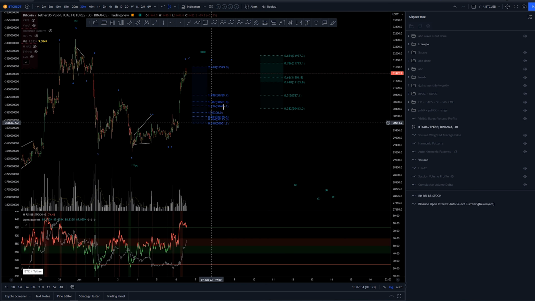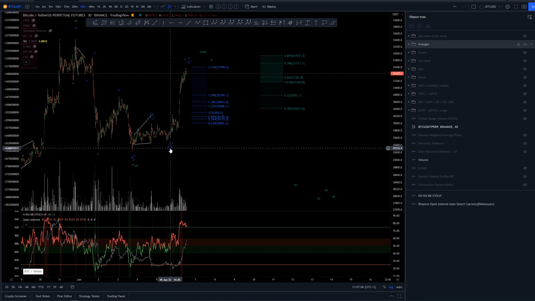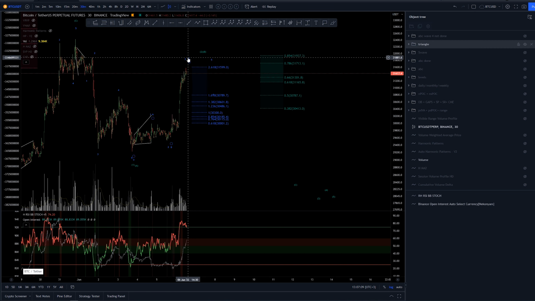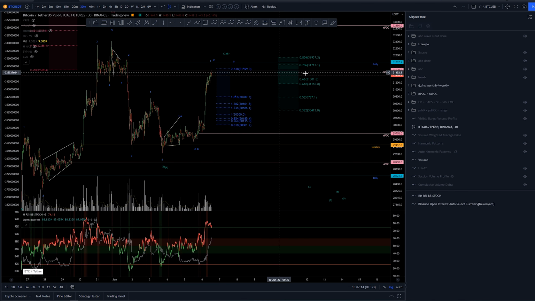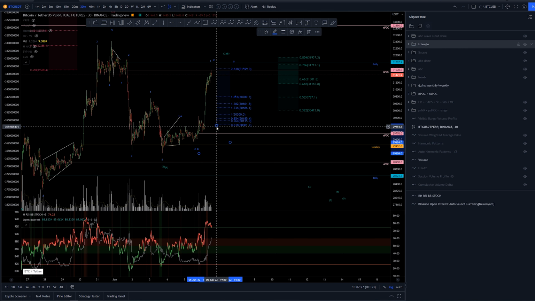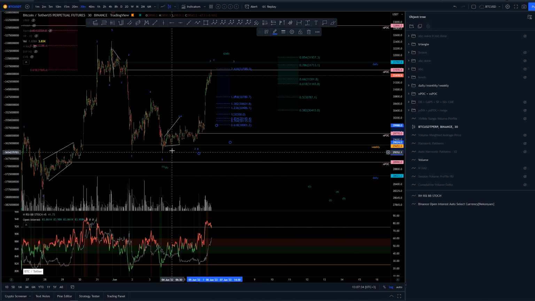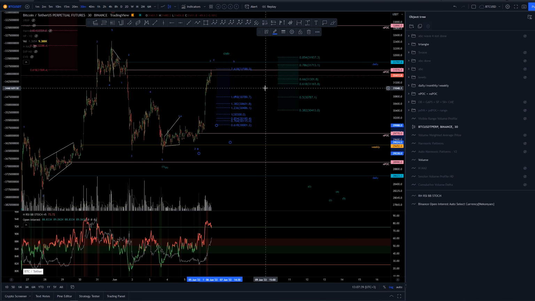Now, for this current structure, I've labeled this as 1, 2, or A, B, and C, or third here, possibly ending. Now, we did hit right into this naked point of control that we had from the 1st of June, and we did some kind of reversal here. We did not quite get to the 2.618 here. That is one of the last targets possible for the ABC structure. Of course, the third wave could be extending way further up if that is the case.